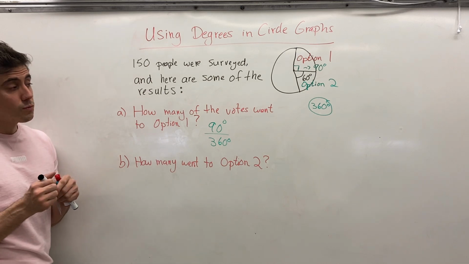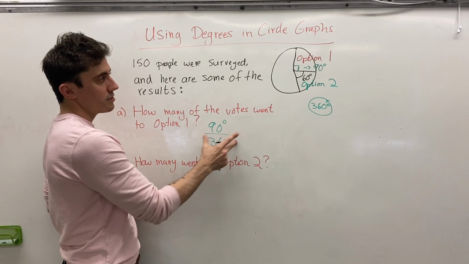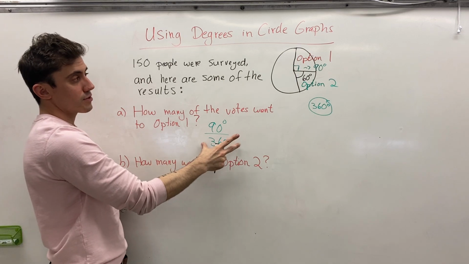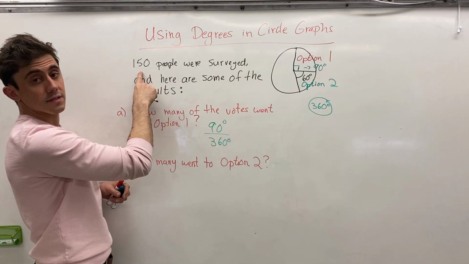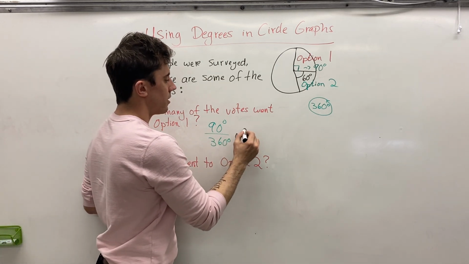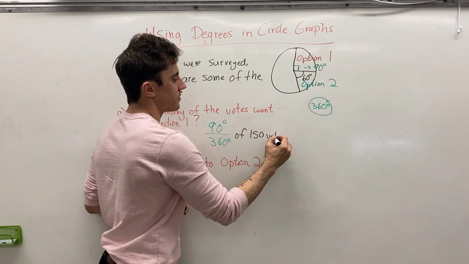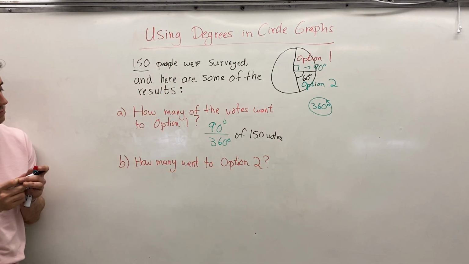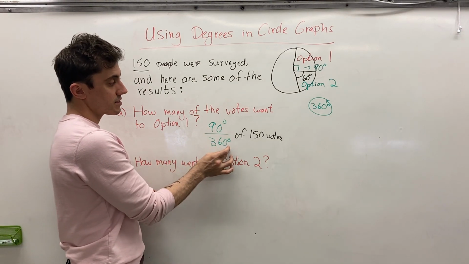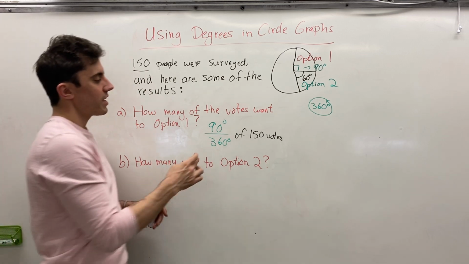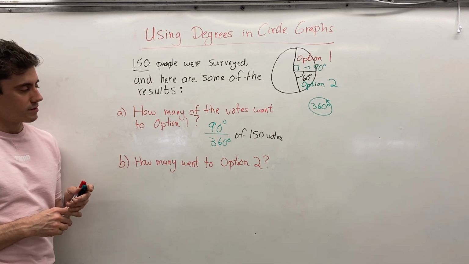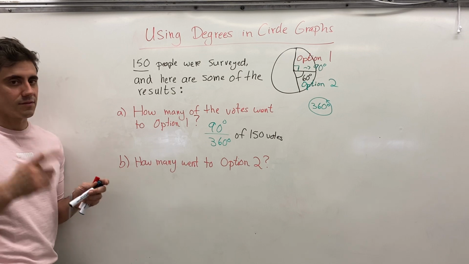And ultimately, we want to find out this fraction of the circle's worth of votes, right? If it took up this fraction of the circle, then it took up this fraction of the votes, okay? So really, what we're being asked to calculate is this fraction of 150 votes, okay? Now, before we go any further, we could simply divide 90 by 360 using a calculator or long division, and then we could multiply through. However, I'd like to come up with a more sophisticated strategy to use our brains.